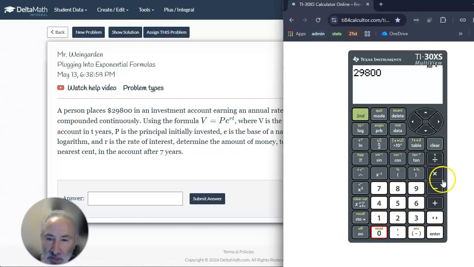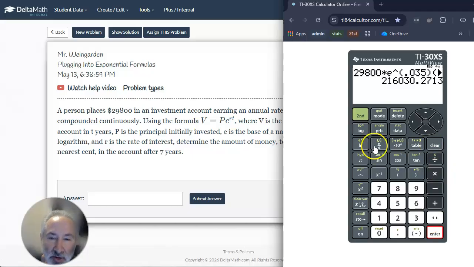So we'll do 29,800 times, and then to get e, we hit second and the LN button, but it's not just e, it's e to the power of something. And the good news is we need to raise it to the power of something. So I'll go ahead and put in the 0.035, but do not put a closing parenthesis. If you try to put the closing parenthesis like this, and then you put the 7 into another set of parentheses, you will get the wrong answer. Let me go ahead and just hit enter to see what we get. So that's 216,000.